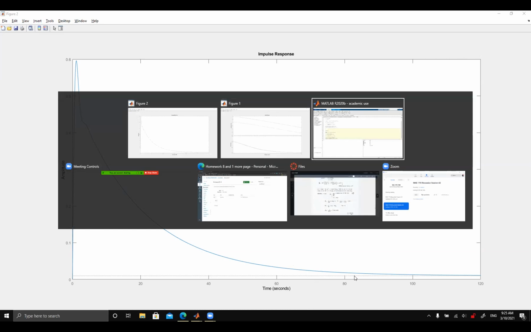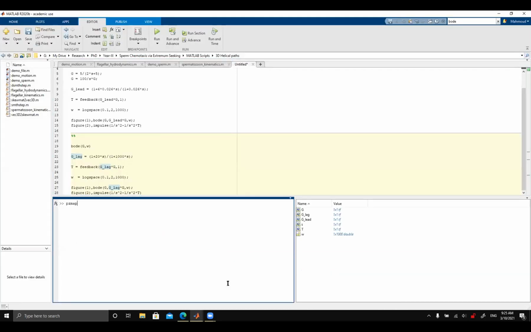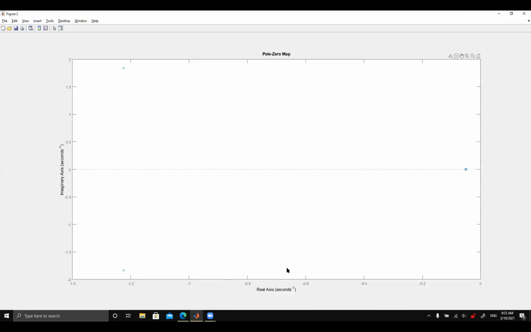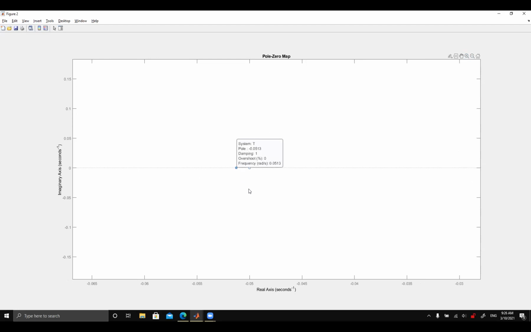Okay, if we look at the pole zero map of T, the closed loop system with the lag, you see that we have a pole and a zero here. Let's zoom in a little bit. We have a zero at 0.05 and a pole at negative 0.05, right? Again, this pole is going to dominate the behavior of the system. We will have a very long settling time.